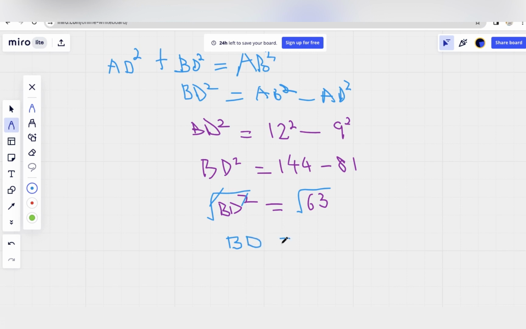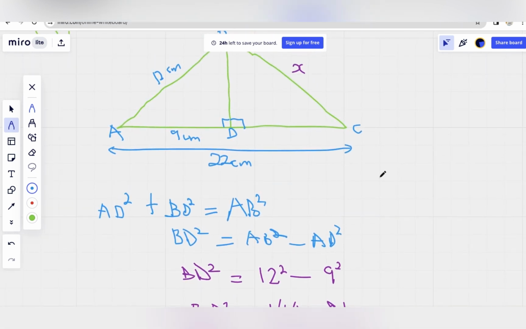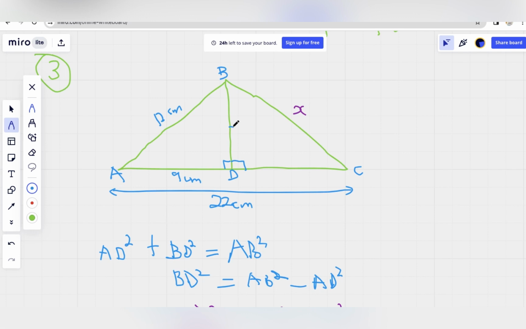Is equal to, what's the square root of 63? 7 point what? Almost 8. You know, 64 would have been 8. If you take the square root of 64, it would have been 8. 7.937. So we say 7.94 centimeter. Okay, so that's our BD, approximately almost 8. Our BD is 7.94.